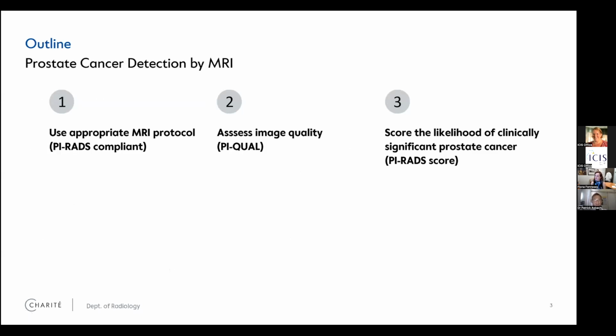So talking about prostate cancer detection by MRI is actually a three-step approach. You have to use the appropriate MRI protocol, which should be PI-RADS compliant. You have to assess and reflect the image quality you get. And the most important point, obviously, and I will talk about this in more detail, is scoring the likelihood of clinically significant prostate cancer via the PI-RADS score.